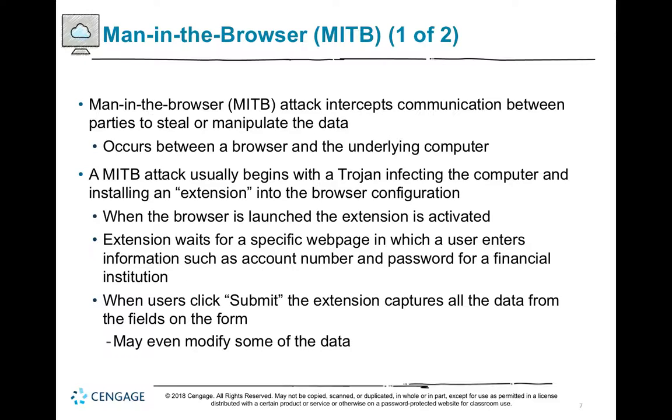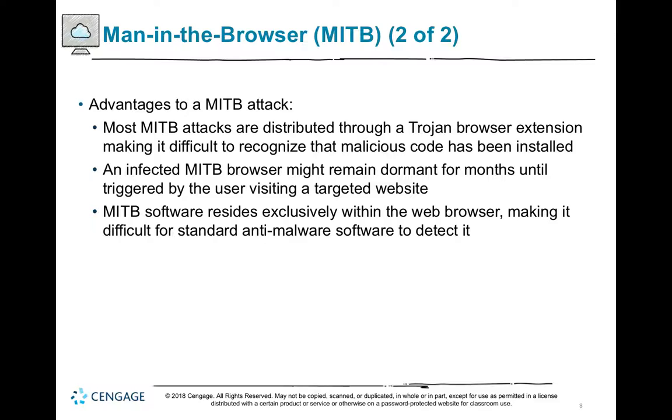There's a recent example of this called MageCart. It's affecting some of the e-commerce sites currently. I think just last week, Newegg.com, if you're familiar with that, you buy computer parts from there, has been affected by MageCart. There was British Airways, I think Delta was. It's in the thousands of sites that are affected by this MageCart, which is a man-in-the-browser attack. That's distributed through a Trojan browser extension, and we'll cover that a little bit later on in the slides.